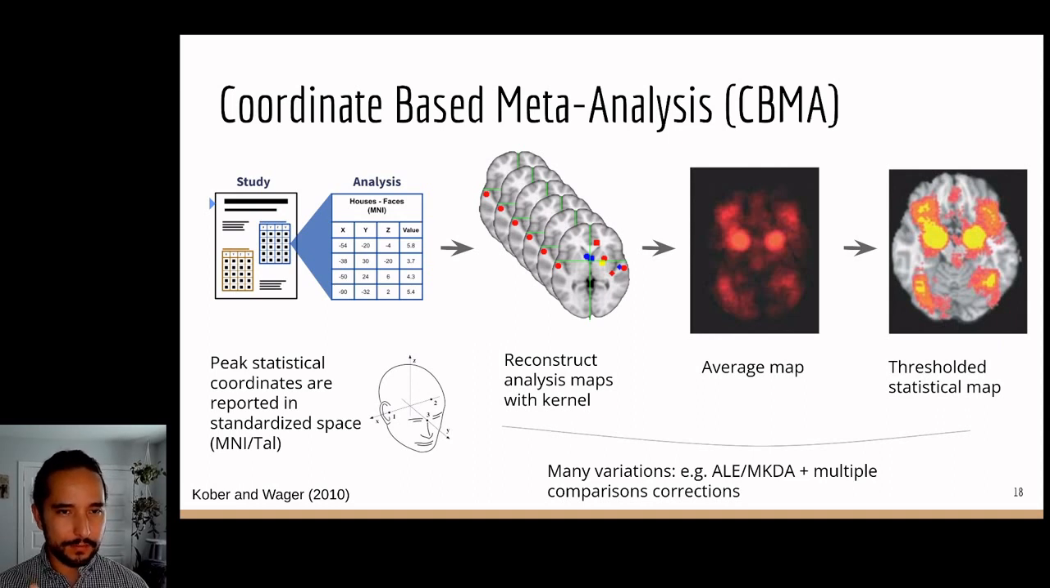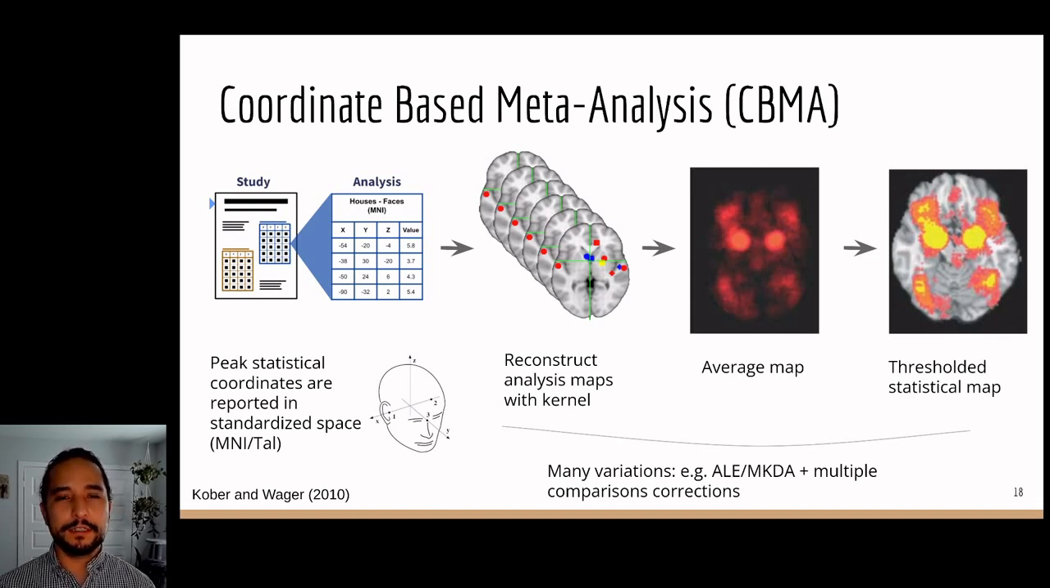As you can see, individual analyses, like in this case houses minus faces, will report a set of coordinates which represent the peak activity for different clusters, and we can input those into a map. Now, because we only have the peak coordinates, we want to reconstruct the original analysis maps. We do this typically with a kernel. A kernel will basically fill in a region around the peak that represents the originally seen activity. Obviously, this is an imperfect reconstruction, but it works relatively well.